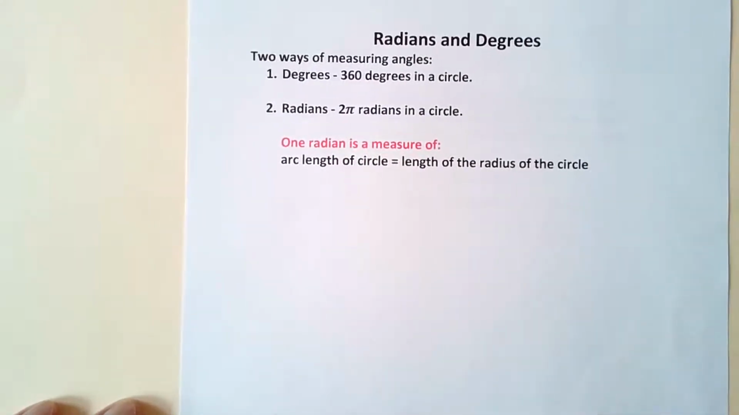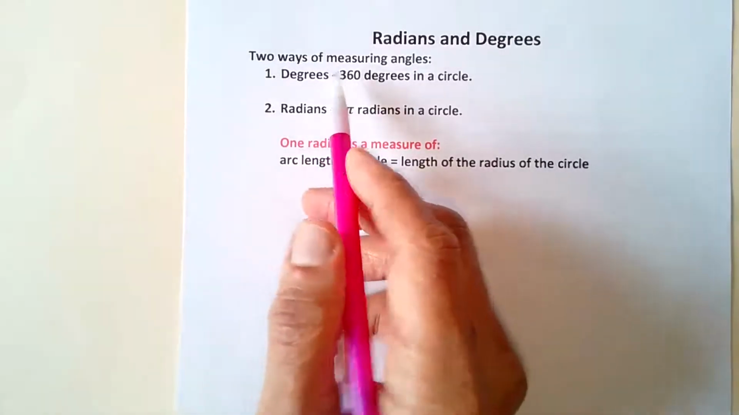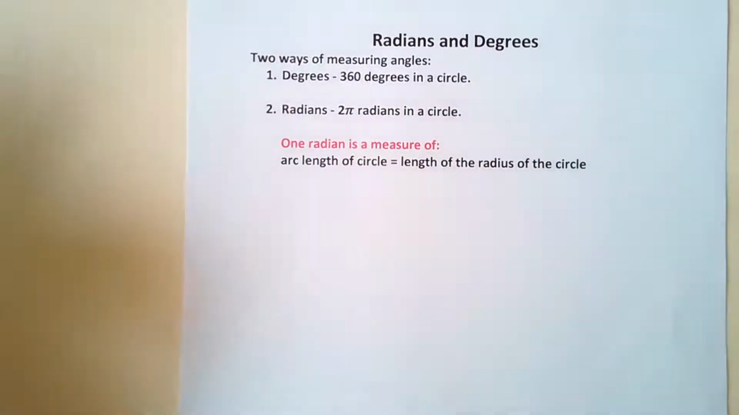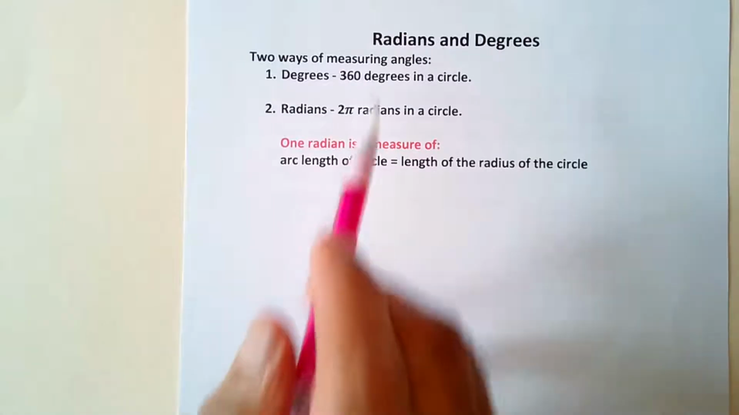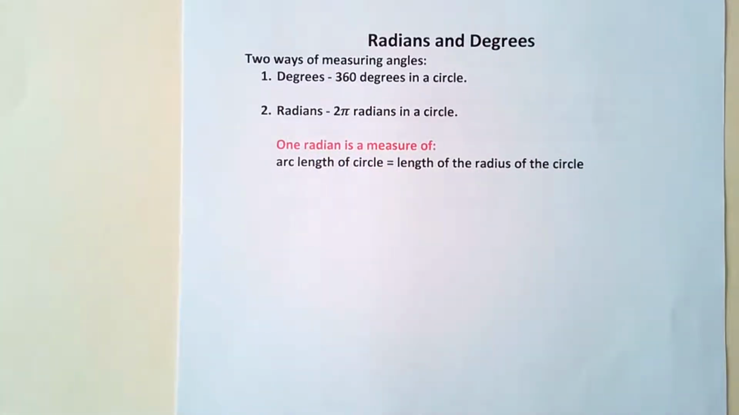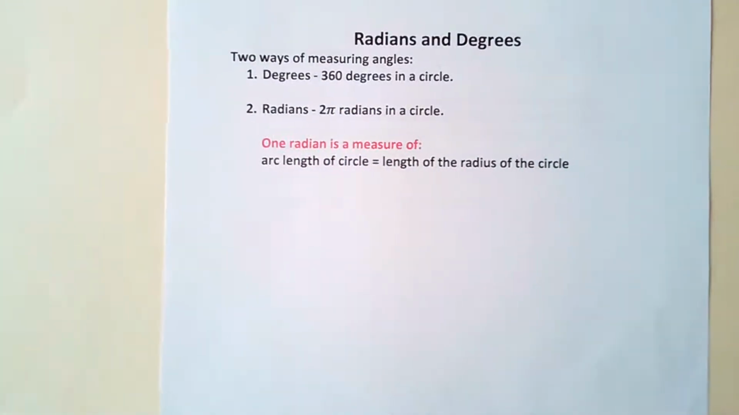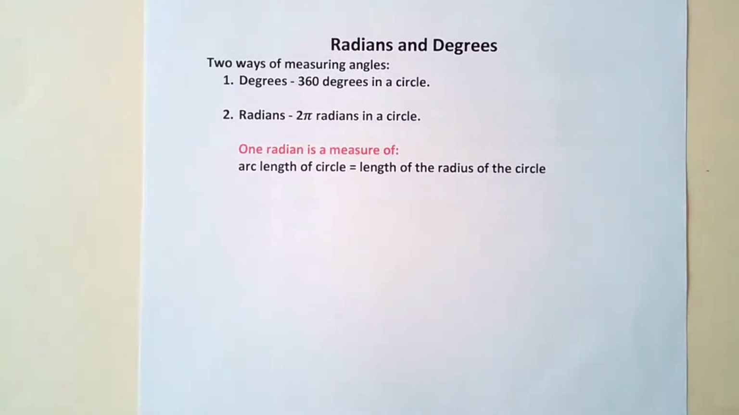When we're discussing radians and degrees, these are two ways of measuring angles. Degrees, 360, was developed many thousands of years ago, and divided up a circle into 360 parts. They're called degrees now. But it could be any number. It could be 400, 500.